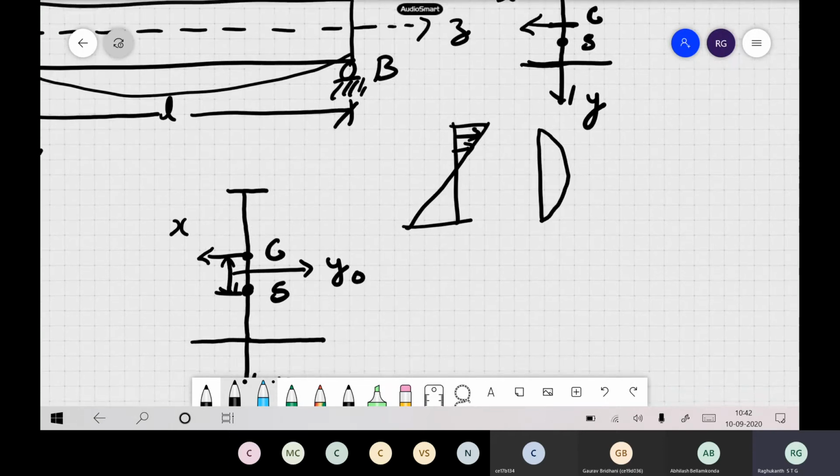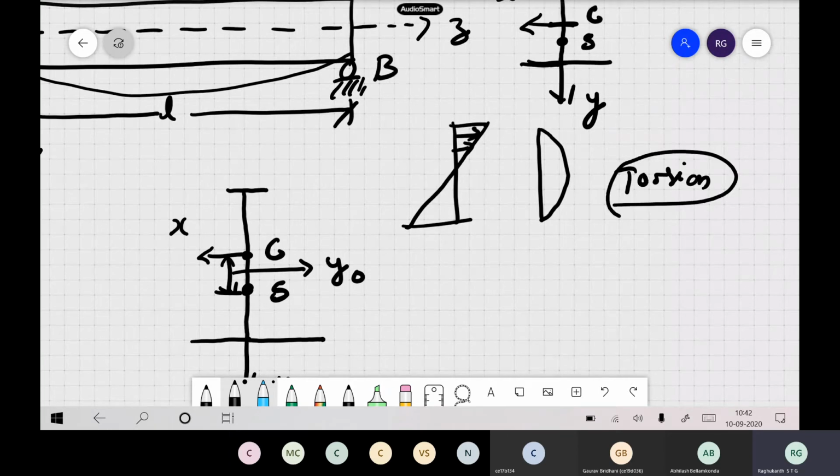So due to this, what happens here is you will get this torsion also. So this also comes into the picture. That's why we call it lateral torsional buckling. You followed? The name comes because both of them are coupled, because the top flange and bottom flange are under tension kind of a thing.